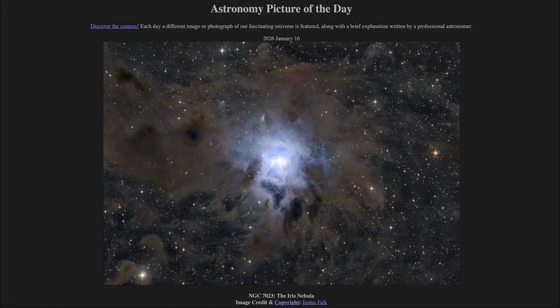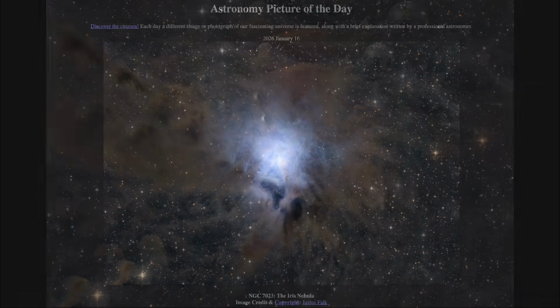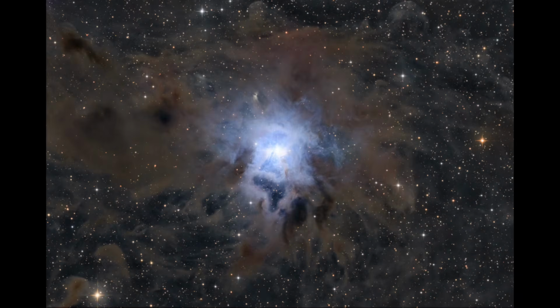Today's picture is titled NGC 7023, the Iris Nebula. So, what do we see here? Well, here we see a flower in space, maybe resembling an iris that is only about 6 light years across. And it is what we call a reflection nebula.